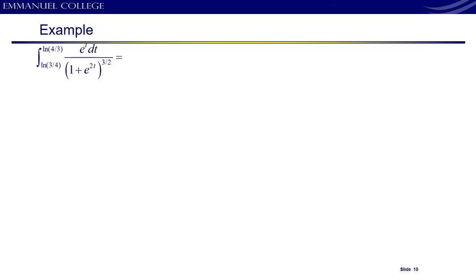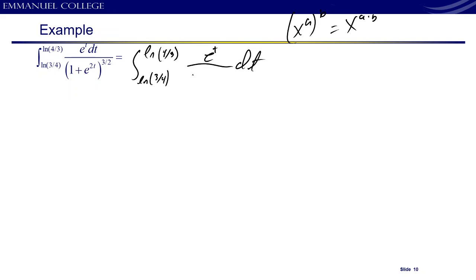One thing to be aware of, remember we said if I have x to the a raised to the b, it's the same as x to the a times b. So for here, when I have the integral from the natural log of 3/4 to the natural log of 4/3, I can rewrite this. This is e to the t still on top. But remember, the square root of 1 plus e to the 2t is the same as e to the t squared. This is also to the third.